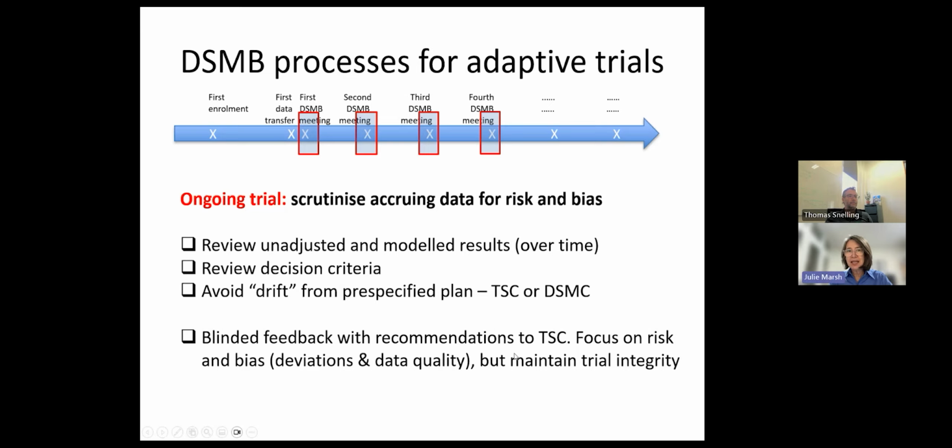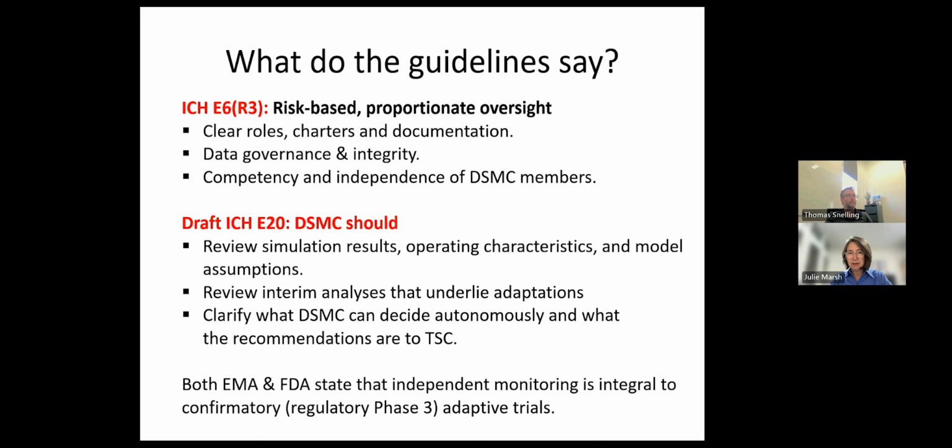So really the main point here is around avoiding that drift and providing blinded feedback of those recommendations to the trial steering committee. Next. I am aware we are ticking up to the end of it. So the guidelines have things to say about this as well.